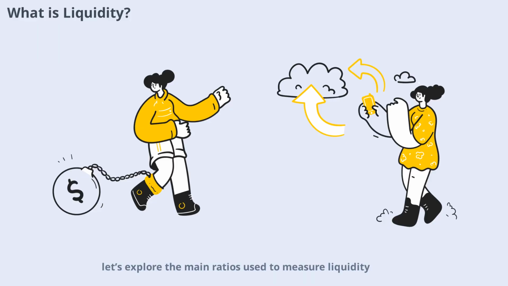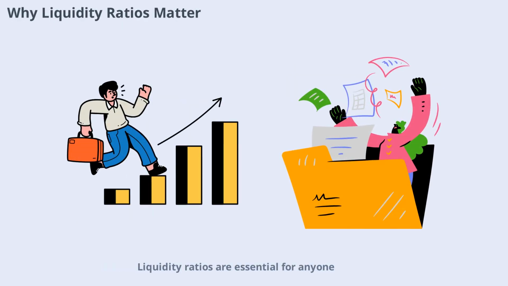Next, let's explore the main ratios used to measure liquidity. Liquidity ratios are essential for anyone evaluating a company's short-term financial health. They help investors, creditors, and managers determine if a business can cover its immediate obligations. These ratios are often used by banks before approving loans, by investors before buying shares, and by managers to ensure smooth operations. A strong liquidity position can boost confidence among stakeholders, while weak liquidity may raise red flags. Now, let's look at the most common liquidity ratios you'll encounter.